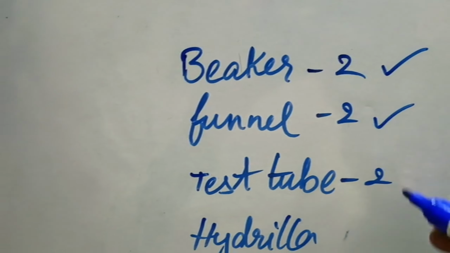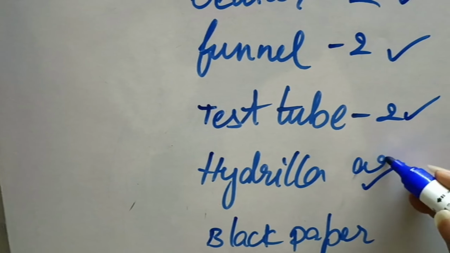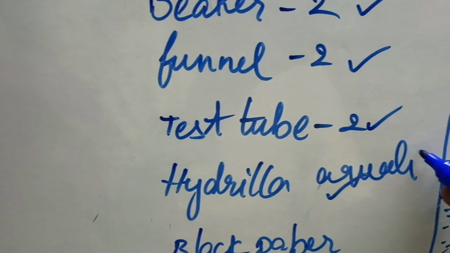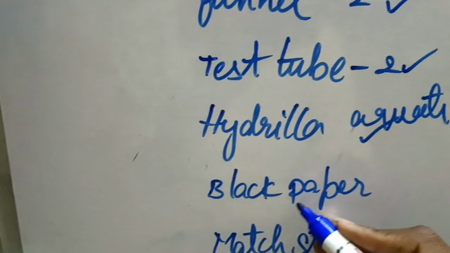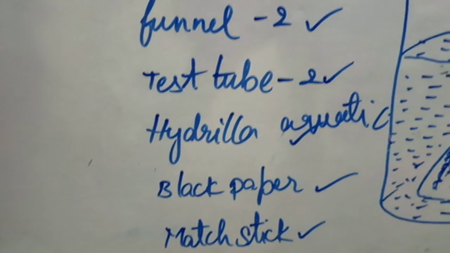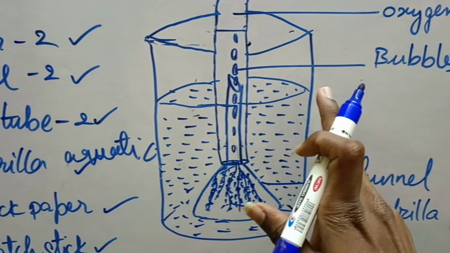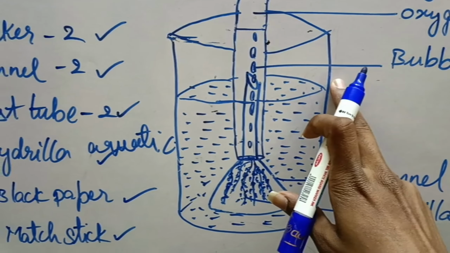For that, the materials which we require are a beaker, a funnel, a test tube, and the hydrilla plant. Coming to the hydrilla plant, it is an aquatic plant which grows in water. Next we need black paper and a mastic. These are the apparatus which we require for the experiment. Now, the first thing we have to do is take a beaker and fill it with water.